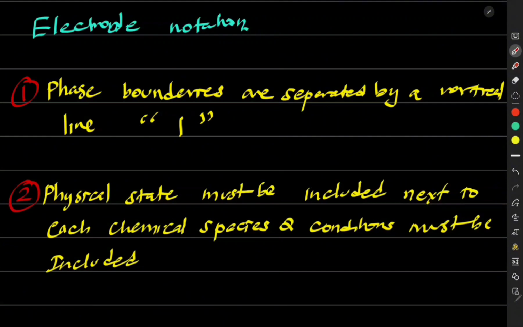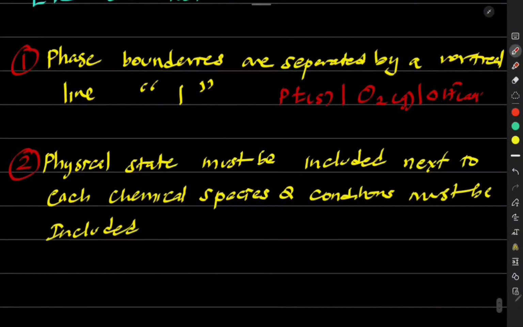For example, let's take a gas electrode. In the gas electrode, there will be Pt solid, separated by a vertical line, which is the interface, and O2 gas and OH minus aqueous. These are the interfaces mentioned. And now let's consider a redox reaction for the second one.